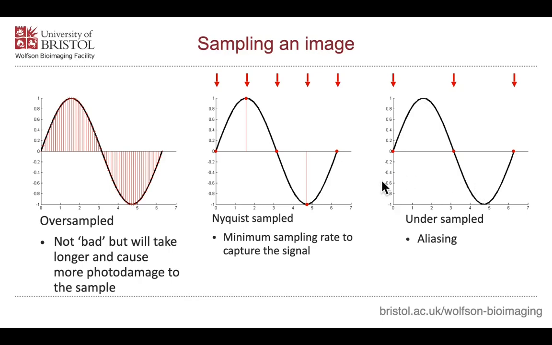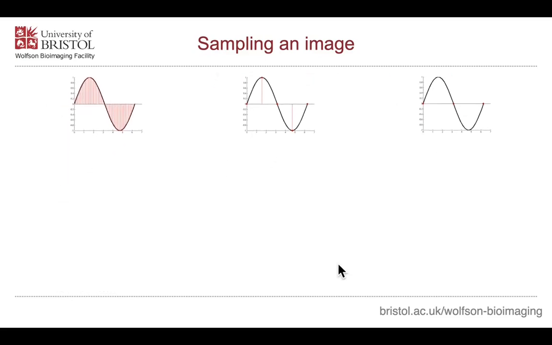The best case scenario is that kind of Goldilocks region somewhere in between. And this is known as Nyquist sampled. And so Nyquist sampled is essentially the minimum sampling rate to capture the signal. So for our really simple sine wave case, we have 5 points we can measure. One at the 0 cross, then the maximum, 0 cross, minimum, 0 cross again. If you have those 5 points, you can then, with pretty good or high fidelity, reconstruct the underlying analog signal.